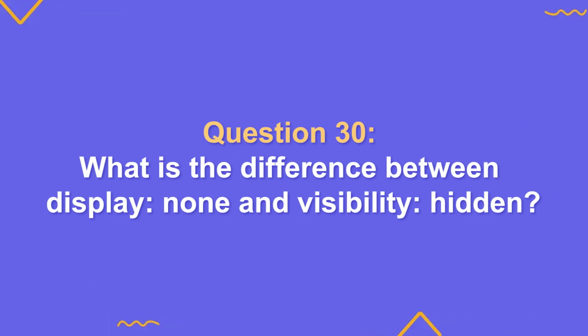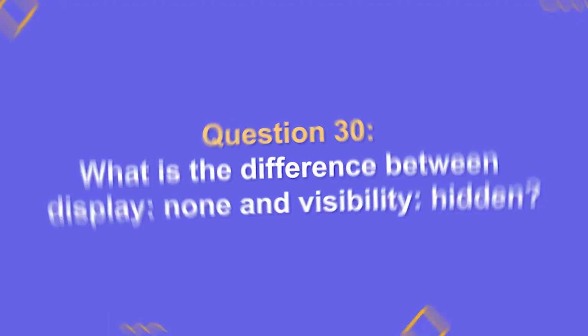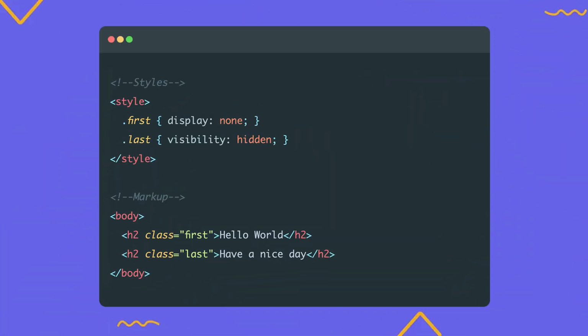The difference between display none and visibility hidden. Both properties are used to hide an element on the page, but they work in different ways. The display none property completely removes the element from the HTML page. The element is fully removed from the document's main flow, and the only place it still exists is in the DOM tree. Additionally, its content becomes inaccessible to search engine crawlers.